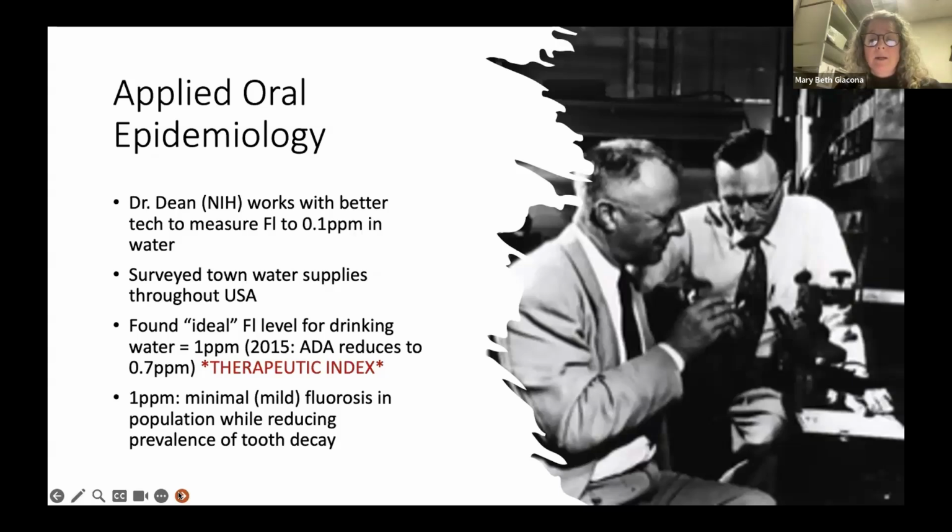That's the therapeutic index that we want to hit if we're going to add fluoride to the water. And as a side note, in 2015, the American Dental Association did reduce that to 0.7 parts per million. And we'll get into that in a little bit as to why that was reduced.